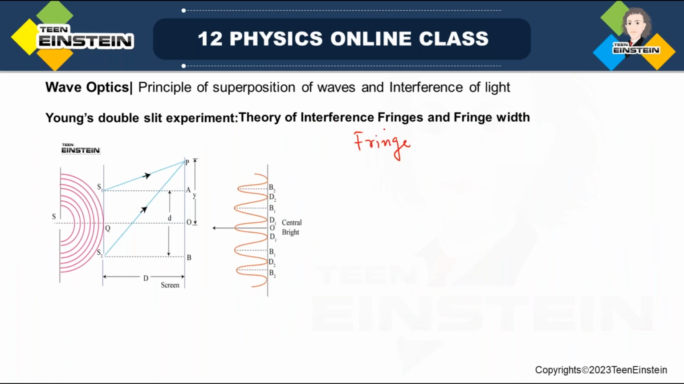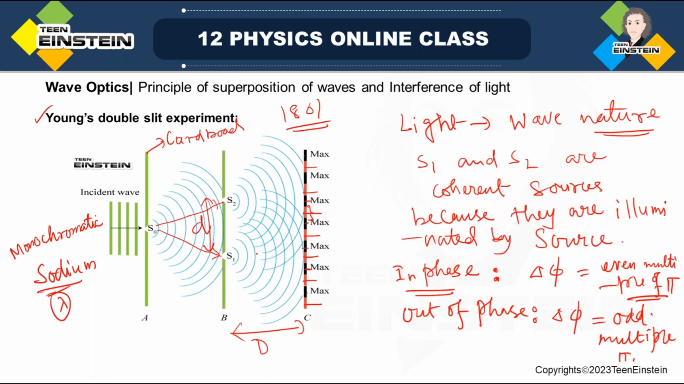So we have discussed what is called fringe and fringe width. So what is fringe width? We have to now find out the expression for that fringe width. We have learned what is interference, so we have learned the underlying theory. What happens, we have already discussed.